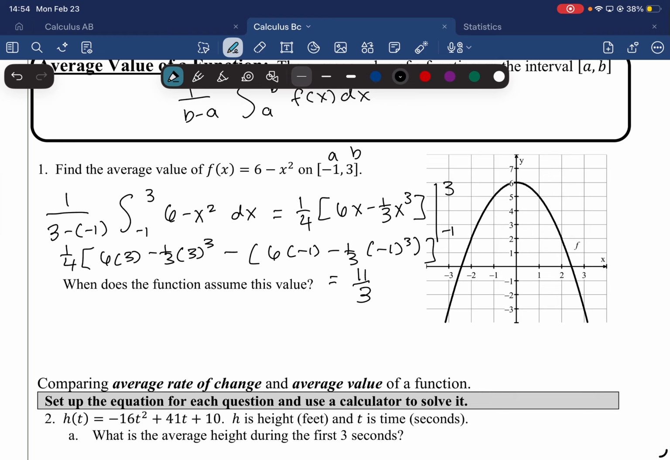Okay. So it says, when does the function assume this value? So in order to find this, we're going to set the function equal to 11/3. So 6 minus x squared is equal to 11/3. Okay. We would subtract the 6 over and then multiply everything by -1, and we get x squared is equal to 7/3. Okay, then we would take the square root of both sides, and we get x is equal to plus or minus the square root of 7/3.